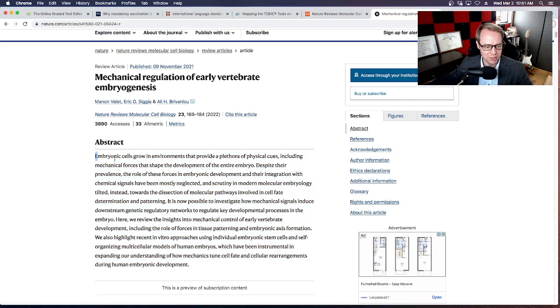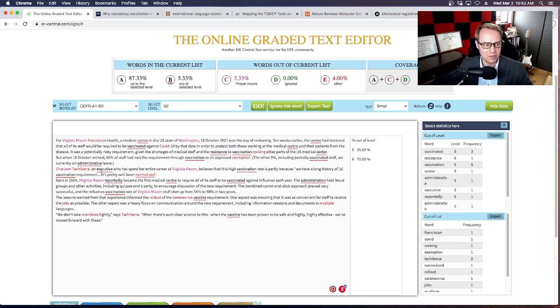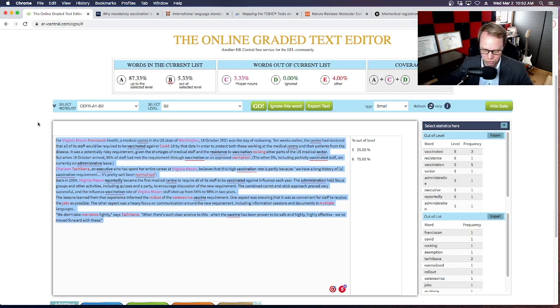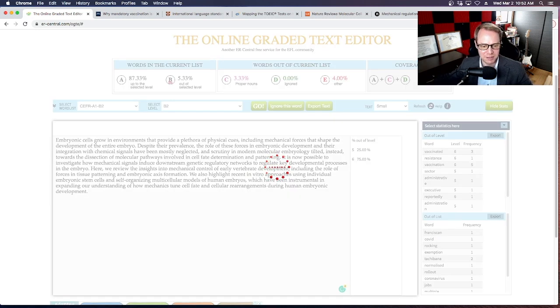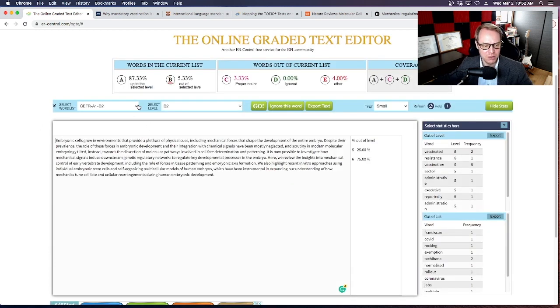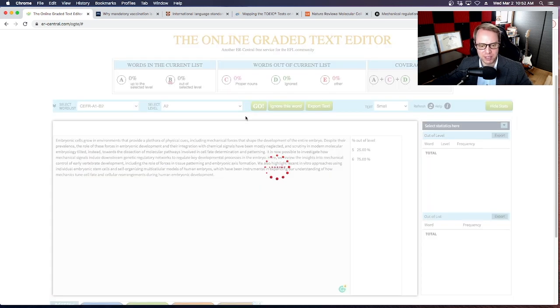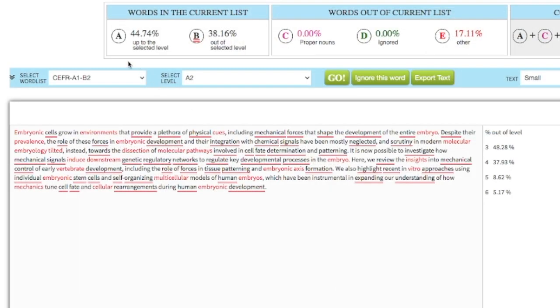So if I were to take just the abstract here, we're going to test it out with our online graded reader. I'm going to switch this out and paste it in. Okay, and once again, we're going to start with the CEFR level A2 and take a look at it. We can see that only 44% is going up to the selected level, whereas 38% is outside of the selected A2 level.